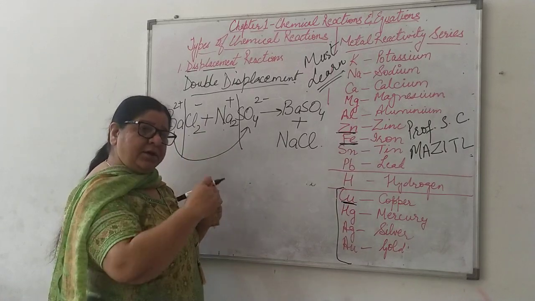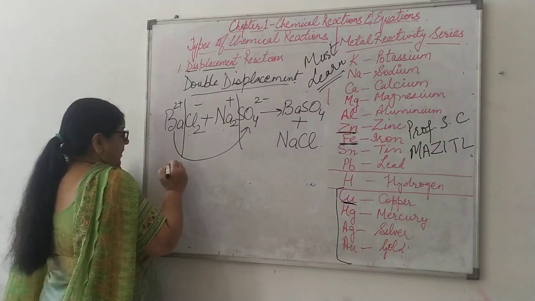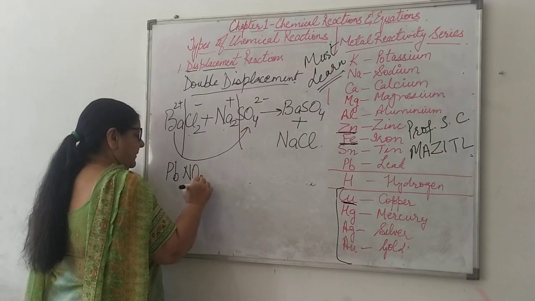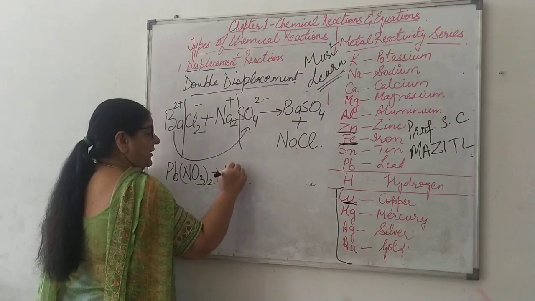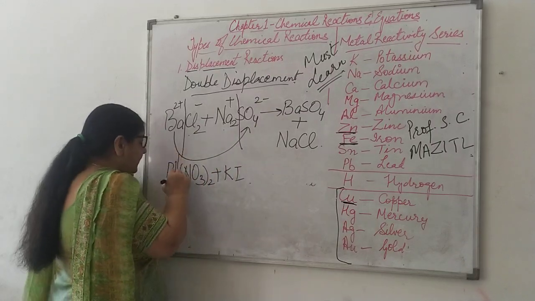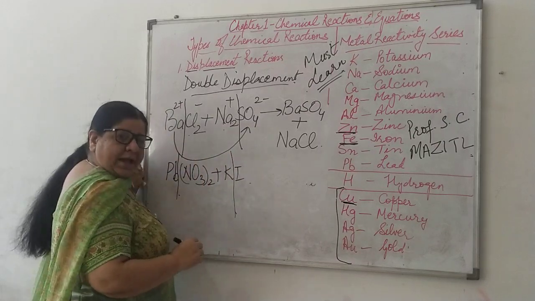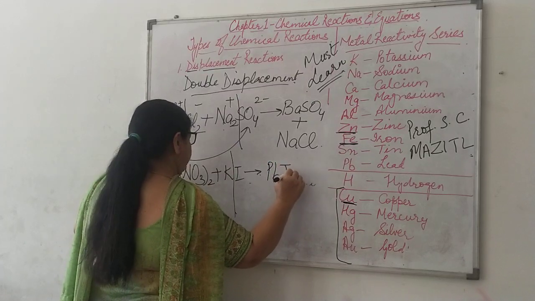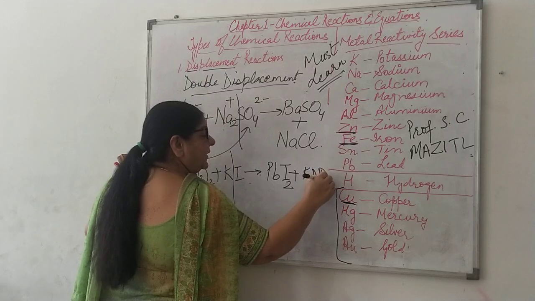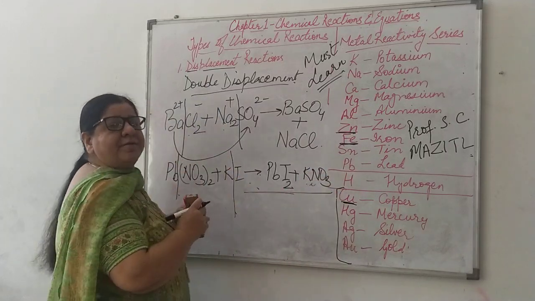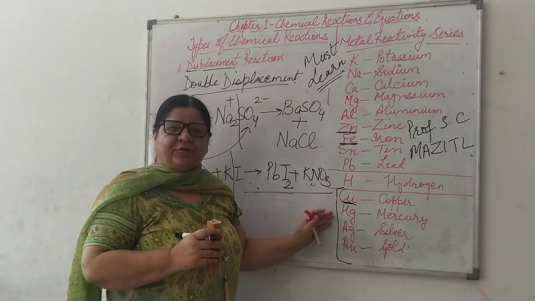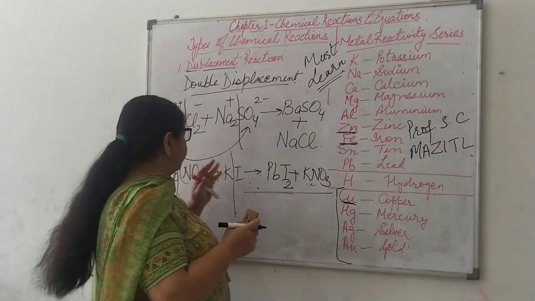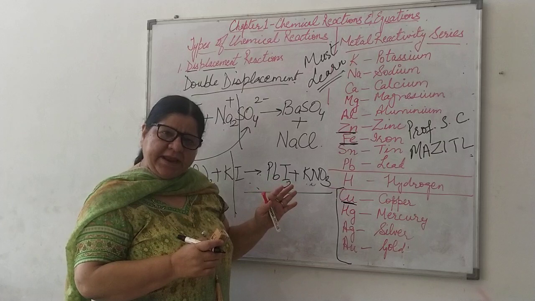One example we took in the first video was lead nitrate plus potassium iodide. Right? Here also it will break down into ion form, and it will form PbI2 plus KNO3. This is also an example of double displacement reaction where two salts combine together, break up into ions, and the exchange of ions takes place.